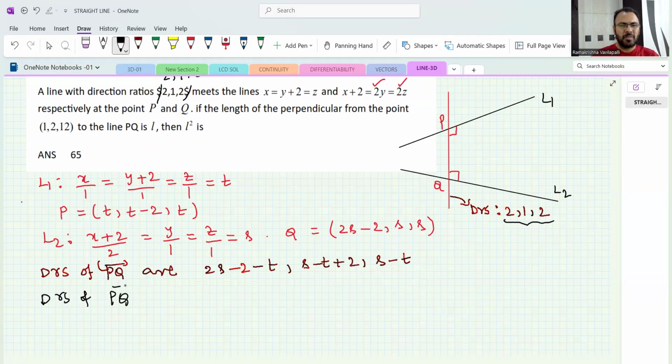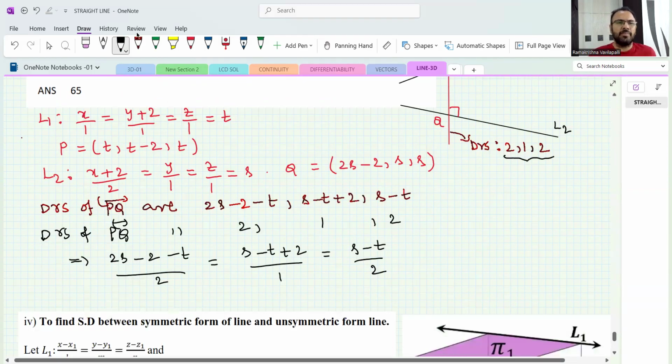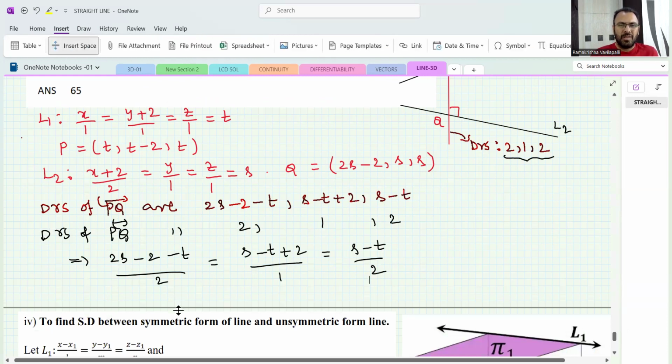The DRs of PQ are 2, 1, 2, so they are proportionate. Therefore (2s minus 2 minus t) by 2 is equal to (s minus t plus 2) by 1, which is equal to (s minus t) by 2. There are plenty of models in JEE Main and JEE Advanced of this kind. Once you understand the core concept, it is easy to solve the problem.